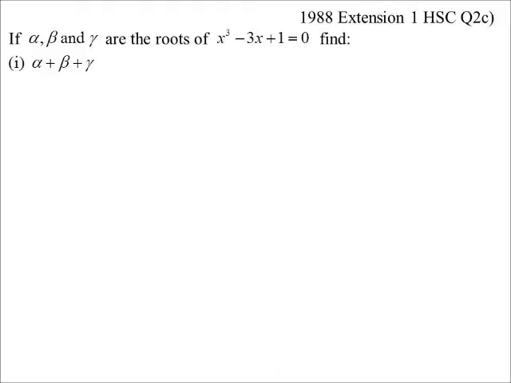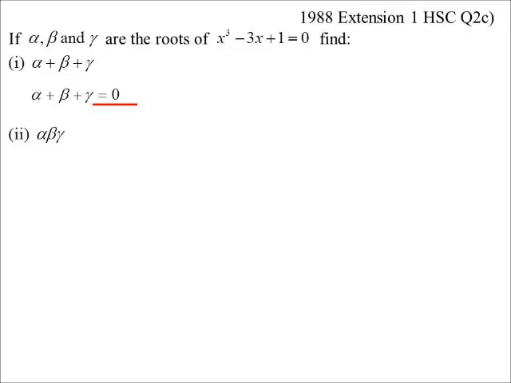Alpha, beta, and gamma are the roots of this particular cubic. Find, now a bit of a gift question, the first one. And you see, a lot of people would have got it wrong. What do you reckon they would have put as the answer? 3 or minus 3, yeah. Because there's no x squared term there, so b is actually 0. So what looked like quite an easy question actually had a little twist to it.